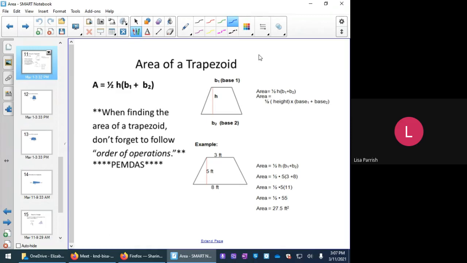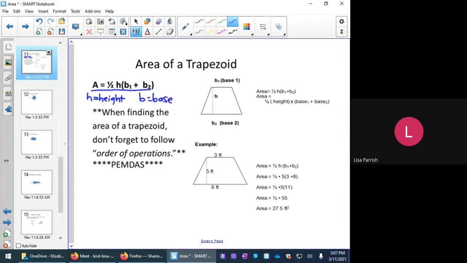Okay, so you will notice that the formula right here: area equals 1/2 times the height times the sum of base 1 and base 2. If you remember from yesterday, I had my kids write in what the letters meant. So the A stands for area, H is height, just like from yesterday, and B stands for base, just like yesterday. So if you want to write down what those mean, you can do that. H stands for height, and B is a base.